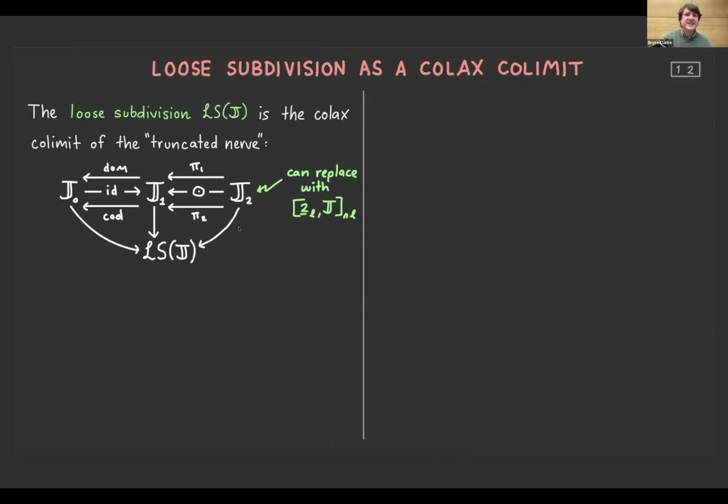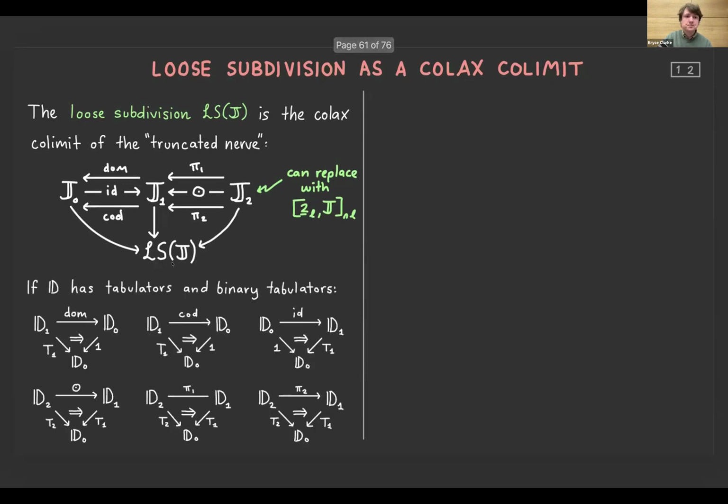Thank you very much. So we could look at this data and look at its colax colimit, and we get exactly what L of S of J is. This is a very nice abstract presentation. We can also note that if D has tabulators and binary tabulators, then we get a bunch of 2-cells like this just from the unit and counit of these adjunction presentations that I showed you for tabulators and binary tabulators. So it's also providing some kind of colax cocone over some truncated nerve of the double category D.